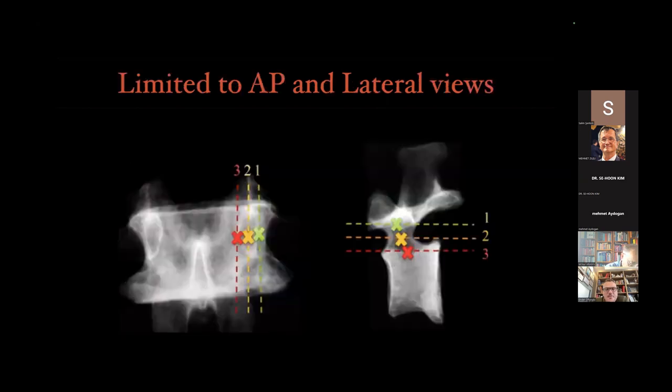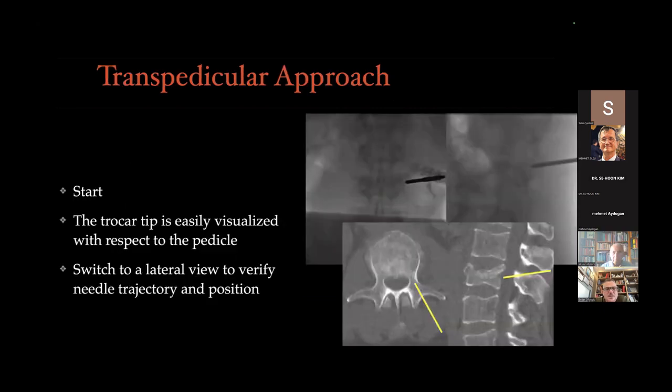There is a red line entering the pedicle. The red line is the middle border of the pedicle. We have to check it. Don't cross the midline of the pedicle. And we start the usual percutaneous transpedicular application.